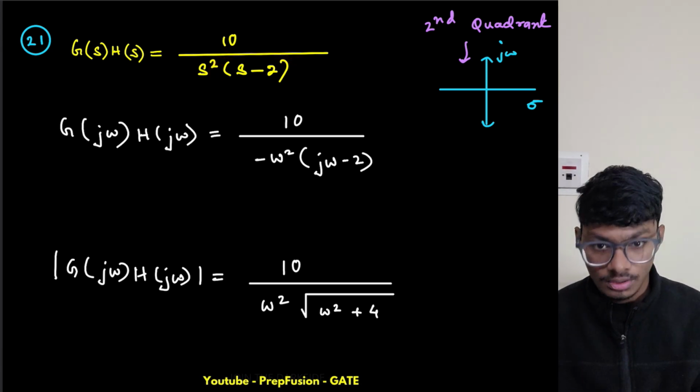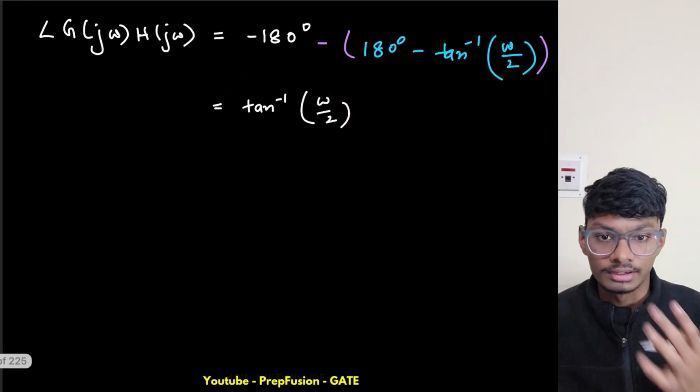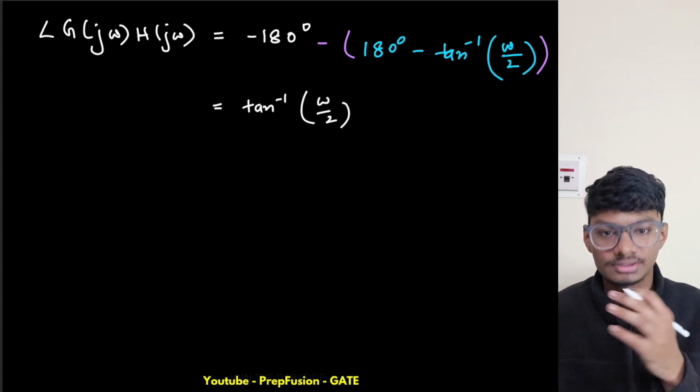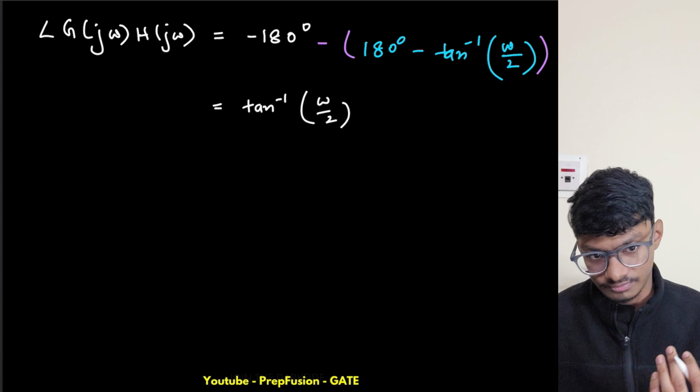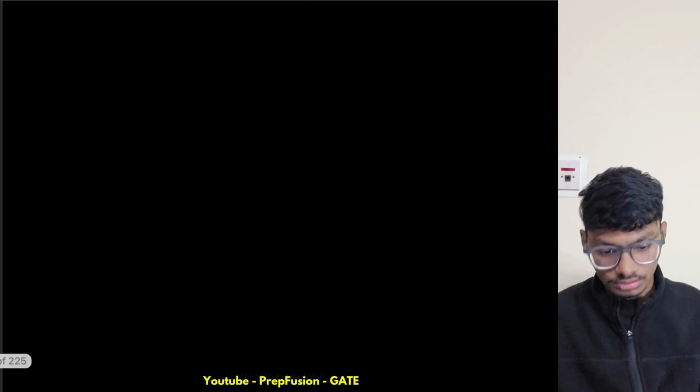I don't have any zeros, but still it is contributing positive angle. So what does this mean? This means something is wrong, right? So basically what is wrong? It is like a non-minimum phase system. Okay, so let's write down the table, and from there we can understand, right?